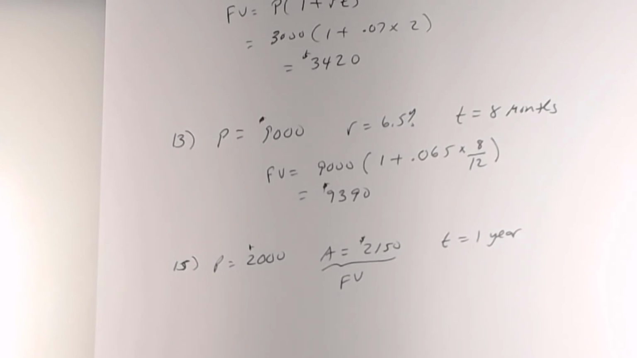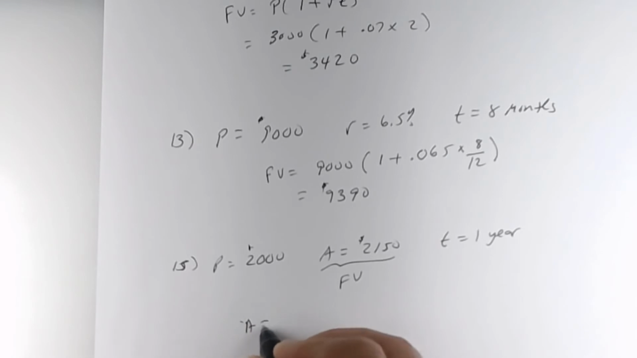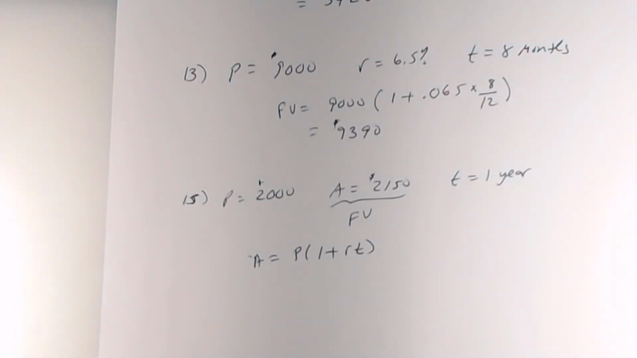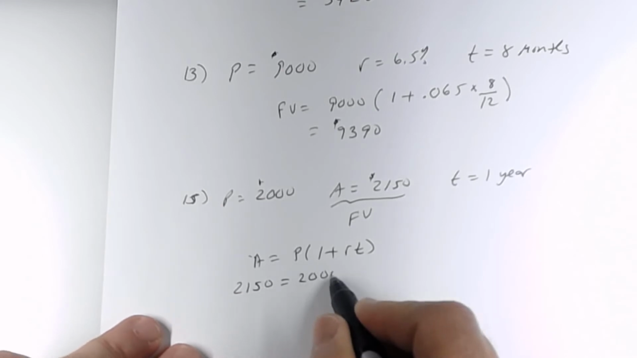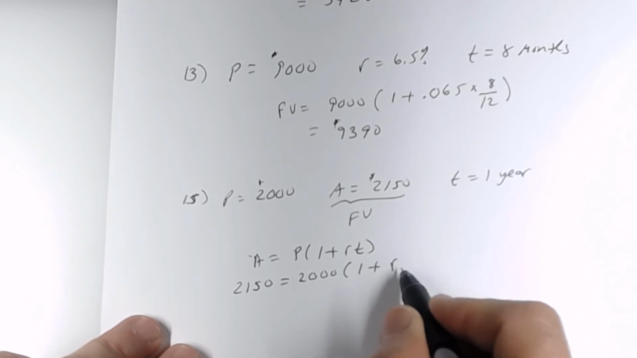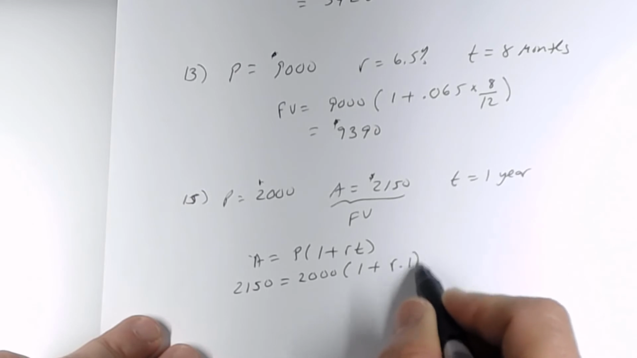Now I'm going to do something both ways just to give you an idea of how they're related. So I'm going to use the formula to begin with. A equals P times 1 plus RT. Go ahead and write that down. A in this case means future value. So what is the future value of this loan? $2,150, right? So $2,150 equals the principal. What's the principal? 2,000 times 1 plus R, which is what I'm trying to find, times T. And what's T? 1.